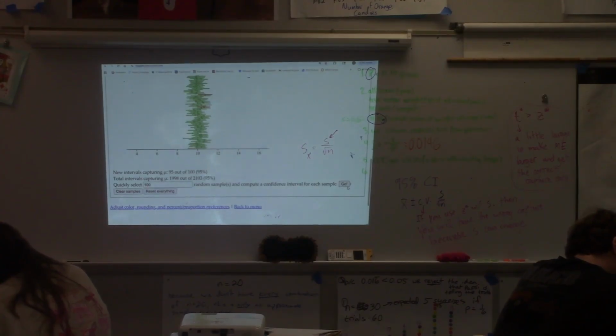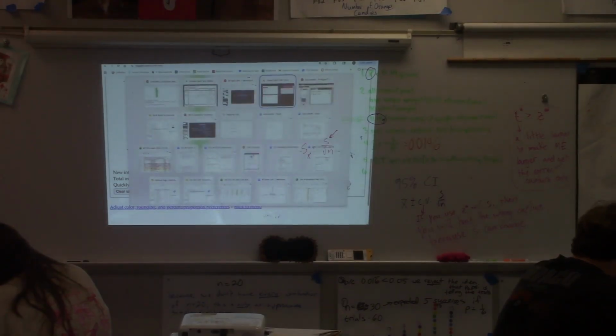What is T? I'm about to show you. I just want to establish this. We can't use Z because it'll have the wrong capture rate. We have to use T because it makes the margin of error a little bit larger. And let's look at the sheet to see where that comes up.